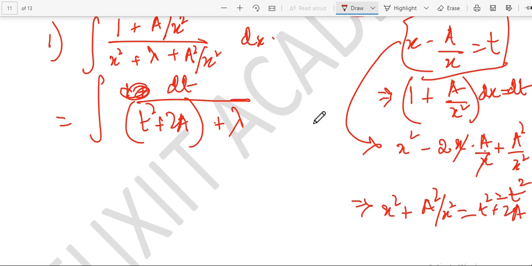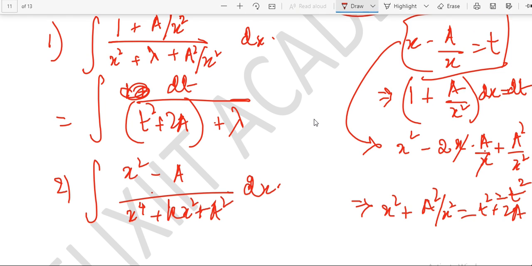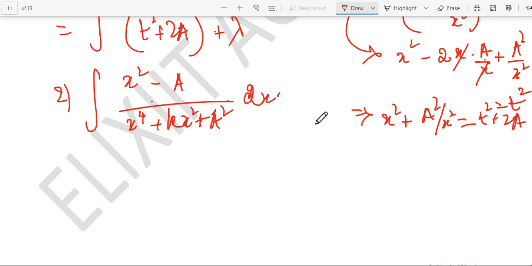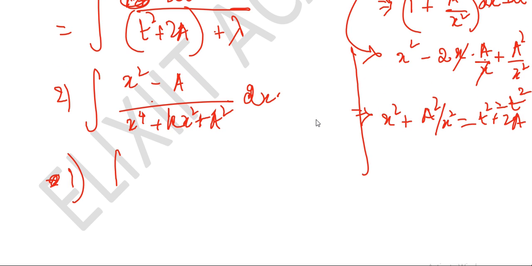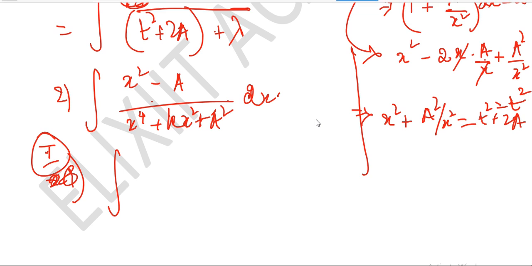The second form says integration x square minus a divided by x to the power 4 plus kx square plus a square dx. Now this is very easy. Again you have to do step 1. Step 1 is to divide the whole function, in the numerator as well as in the denominator, by x square.